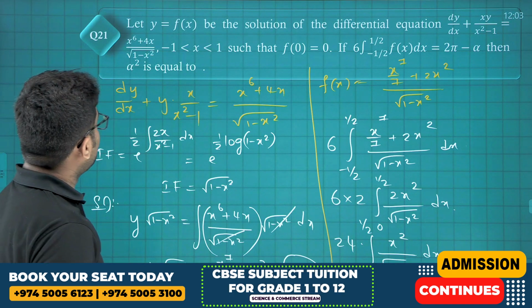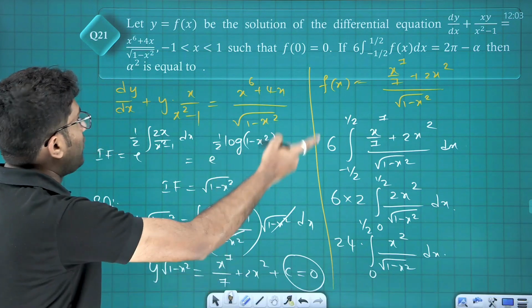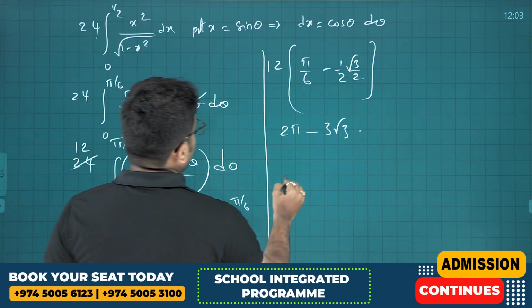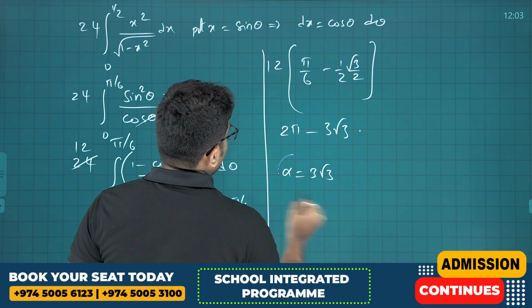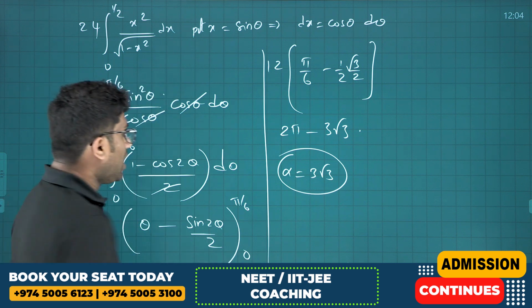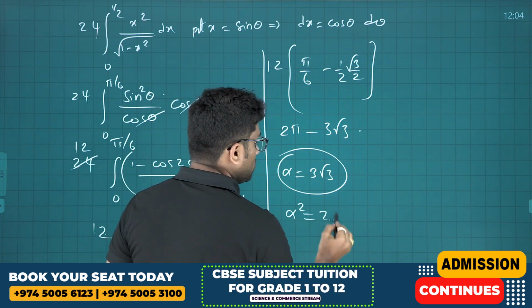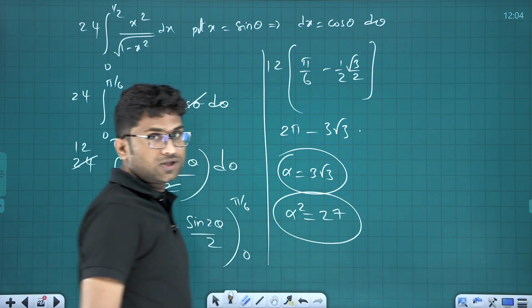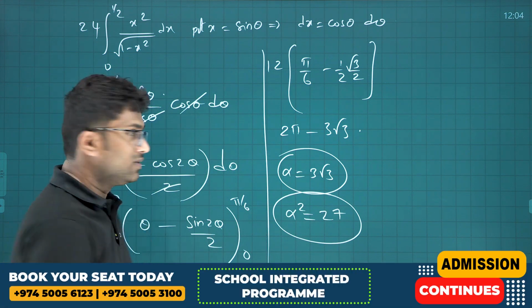Okay, now what this question is asking, 2 pi minus alpha, that means alpha is equal to 3 root 3, friends. They are asking us to find alpha squared. Alpha squared is equal to 27. Numerical question, no? So 27 is the answer. Next question.